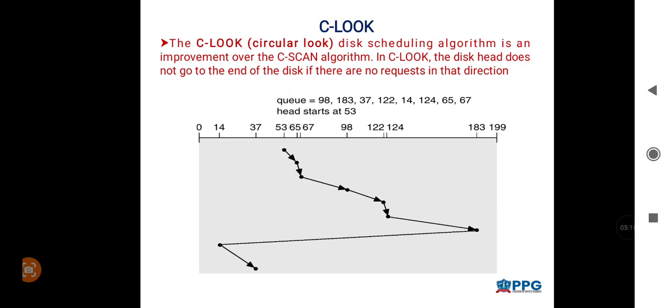Finally, C-LOOK disk scheduling. The C-LOOK disk scheduling algorithm is an improved version of the SCAN algorithm. In C-LOOK, the disk head does not go to the end of the disk if there is no request in that direction. Instead, it jumps back to the beginning as soon as it reaches the last request in that direction. The below diagram shows how the disk head moves for this request sequence using the C-LOOK algorithm.